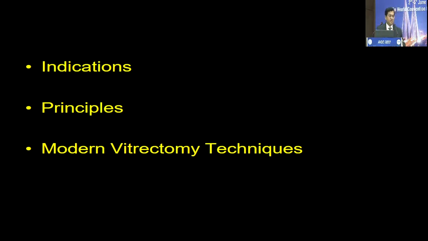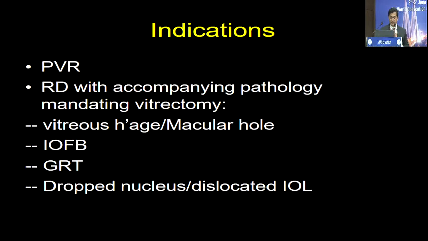So my presentation is divided essentially into 3 parts. What are the indications of vitrectomy in retinal detachment? What are the principles behind achieving success, and the modern vitrectomy techniques and how they've changed our success rate? So indications: when do we opt for vitrectomy versus procedures like pneumatic retinopaxy and scleral buckle?